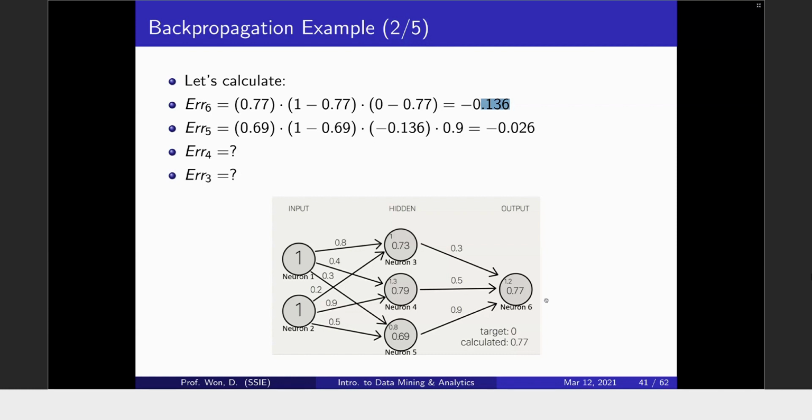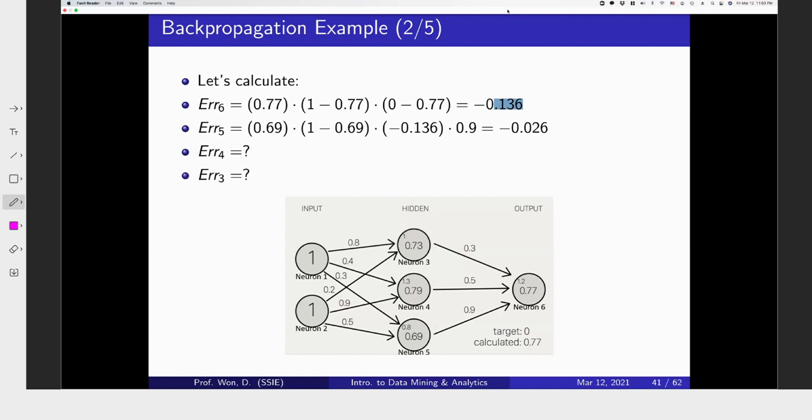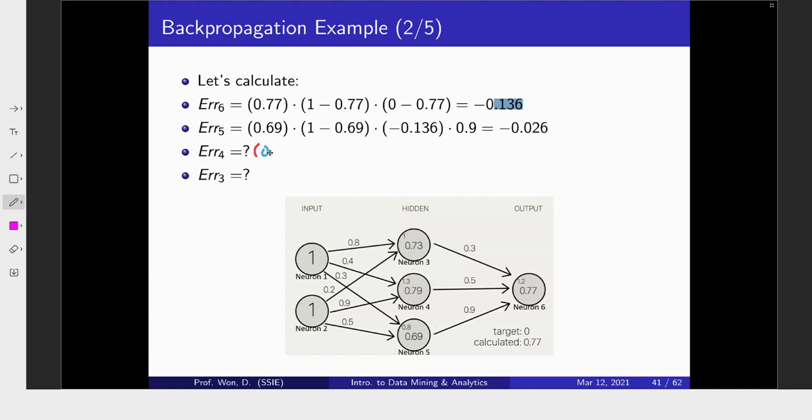How about error 4? When we apply error 4, think about it, how about error 4? Same thing, error 4 is here, right? The error caused by these neurons, 0.79, multiply 1 minus, how was it?